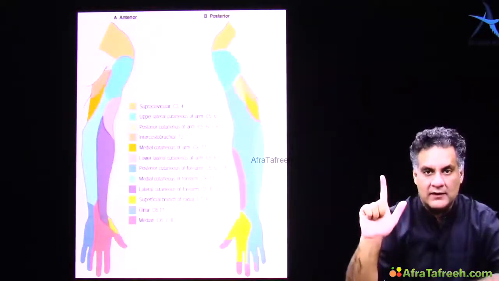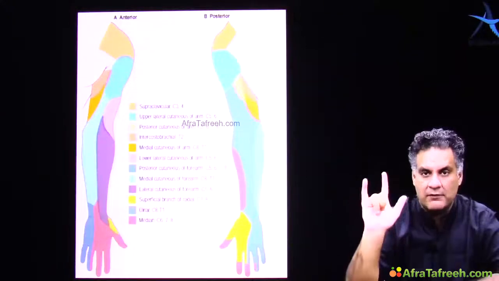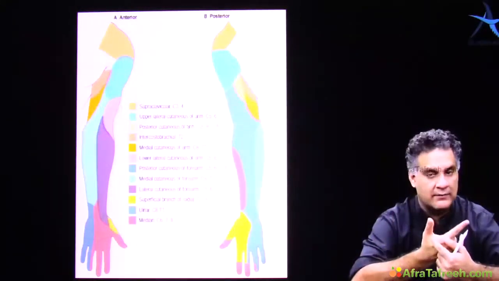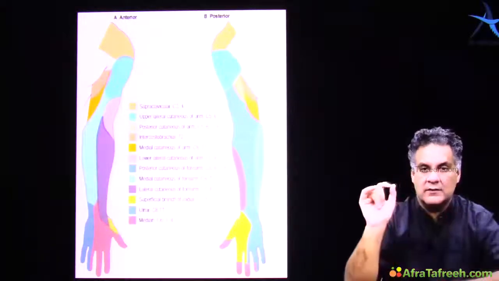Tip of index finger is by median nerve. Tip of little finger is by ulnar nerve. Dorsum of first web space is radial nerve. So if you remember this, this will be good.